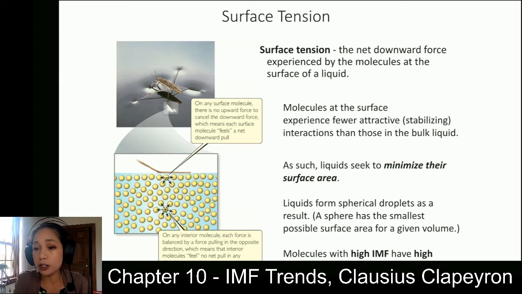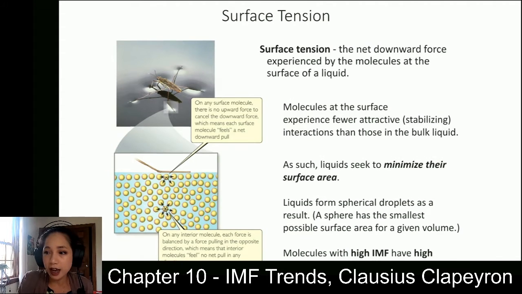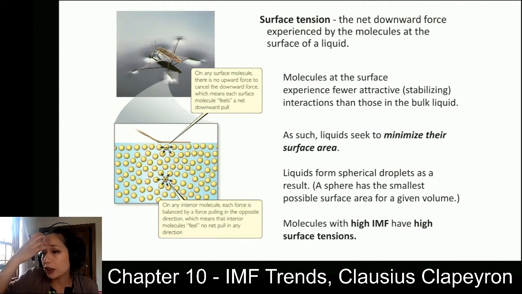It's based upon intermolecular forces of the bulk of your sample, that there's a net downward force at the surface because there are no molecules above the surface. And so with liquids, they will try to minimize their surface area, and that is a consequence of intermolecular forces. And this is often why liquids will form spherical droplets if you put one drop of it on a surface or something. And so a sphere will give you the smallest possible surface area.